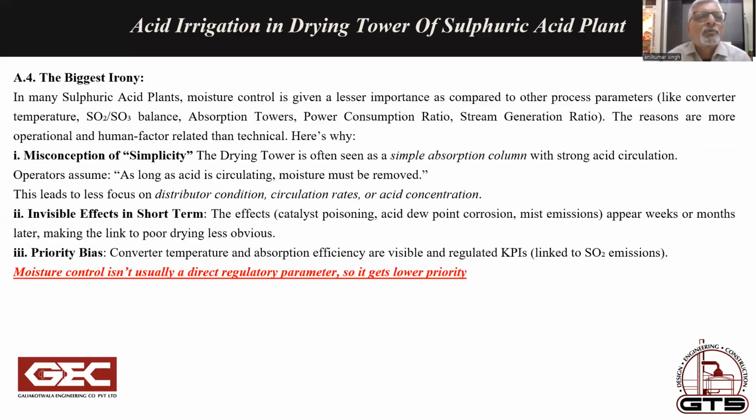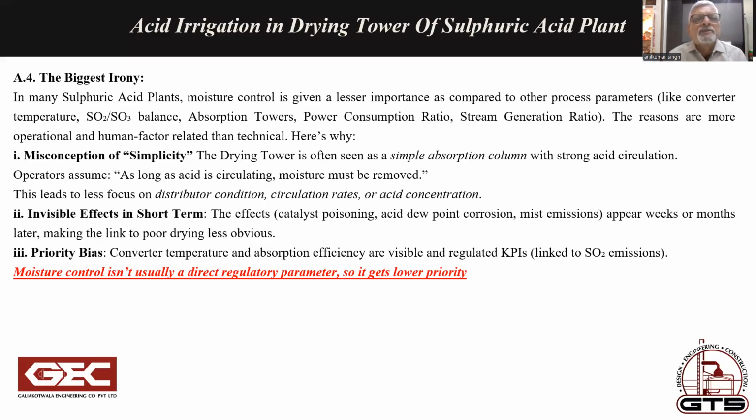The biggest irony. In many sulfuric acid plants, moisture control is given less importance as compared to other process parameters like converter temperature, SO2 to SO3 balance, absorption tower, power consumption ratio, steam generation ratio, etc. The reasons are more operational and human factor related than technical. Here's why.